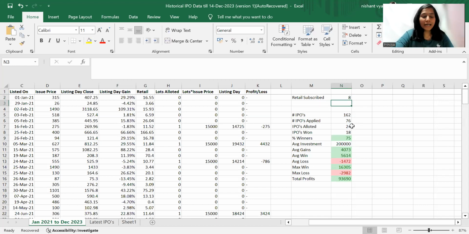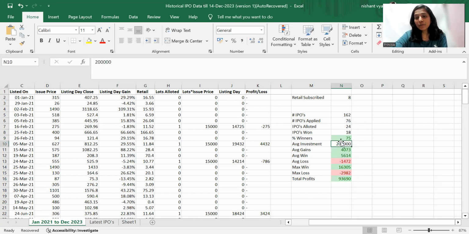So, the analysis says that since Jan 2021, there were around 162 IPOs, out of which we would have applied for 76 IPOs based on the retail subscription, out of which we would have been allotted 24 IPOs. And from this, we would have won with 18 IPOs. That's a 75% winning rate. Especially, we would have won in 18 IPOs on a listing day, which is, like I mentioned, a 75% winning rate.